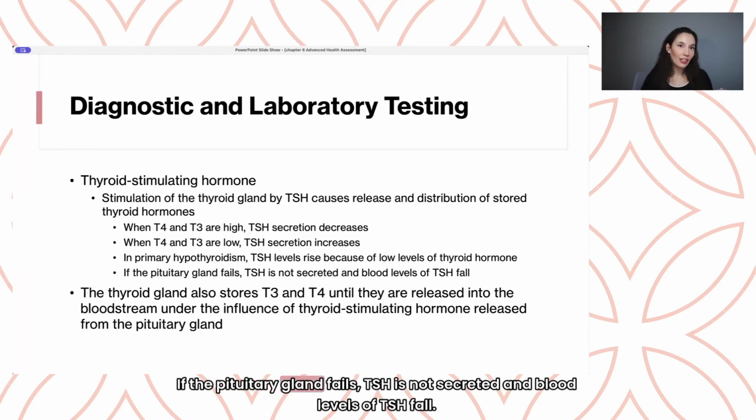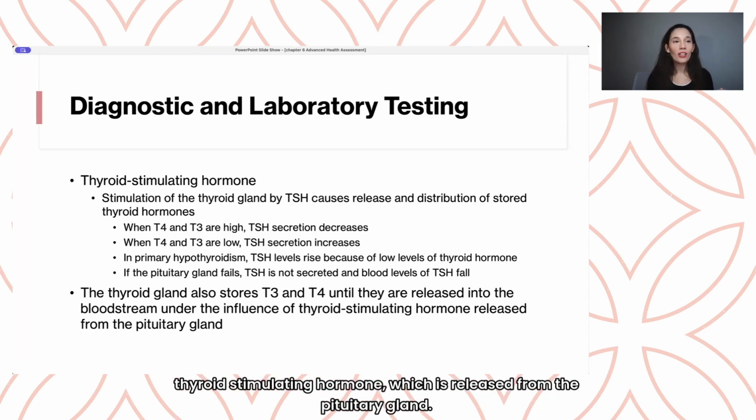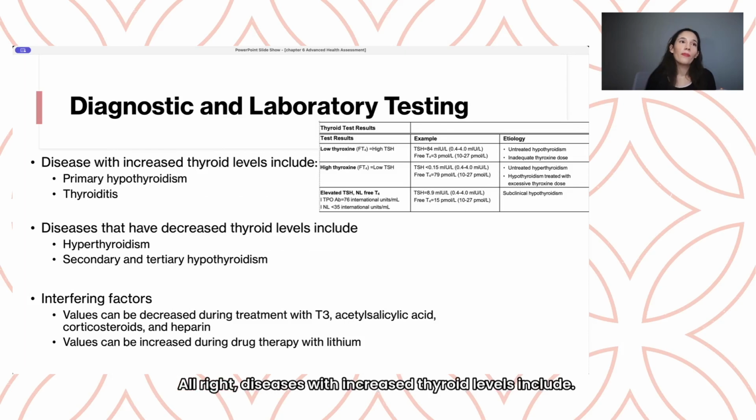If the pituitary gland fails, TSH is not secreted and blood levels of TSH fall. The thyroid gland also stores T3 and T4 until they are released into the bloodstream under the influence of the thyroid stimulating hormone, which is released from the pituitary gland. All right, so diseases with increased thyroid levels include hypothyroidism and thyroiditis.